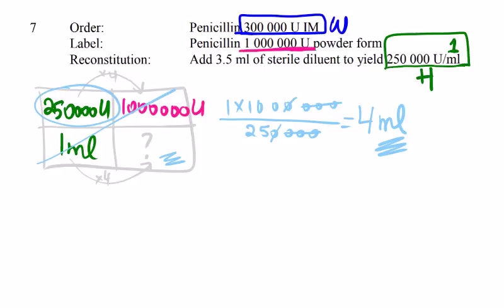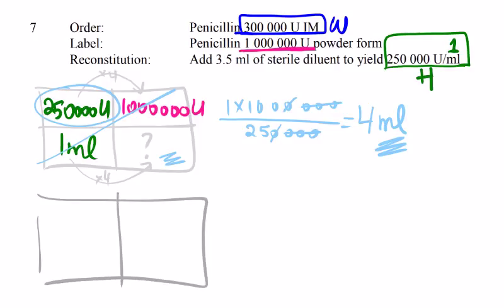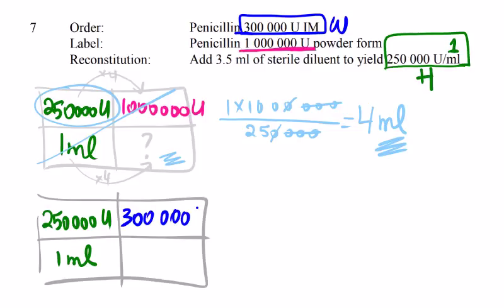So we create another box here. Start with the have again, 250,000 units in 1 mil, and place the want on the side matching the units, which are U for units anyway. Our question mark here will need milliliters for a final answer. So we know it's going to be more than 250,000. Well, it's going to be 300,000 that we want.